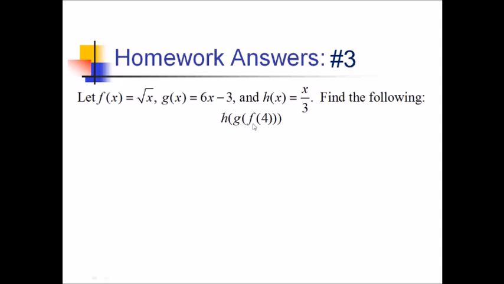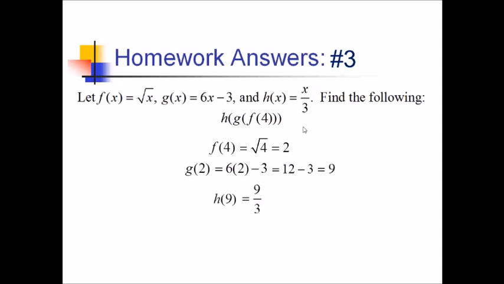For number 11, we need h of g of f of 4. Let's find f of 4 first and then work our way out. F of 4 is going to be the square root of 4, which is 2. So now we're plugging 2 into the g function, which means we're doing 6 times 2 minus 3. So 12 minus 3 is 9. And then 9 is getting plugged into the last function here, the h function. So 9 over 3, which comes out to 3.